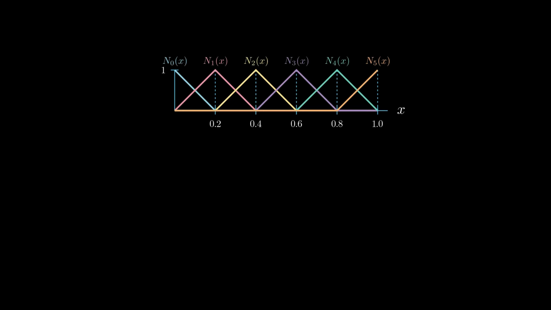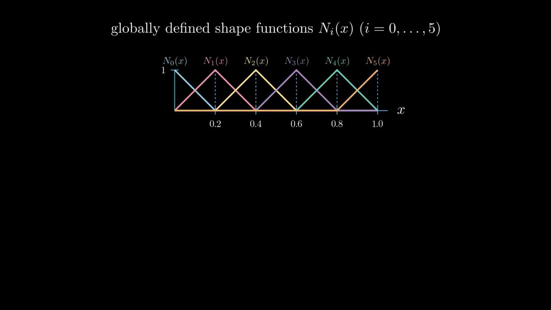Until now, we have defined the shape functions n of x for all x between 0 and 1. We could therefore call these shape functions the globally defined shape functions. To compute the system matrix K and vector f, we had to compute integrals over the entire region of interest from x equals 0 to 1.